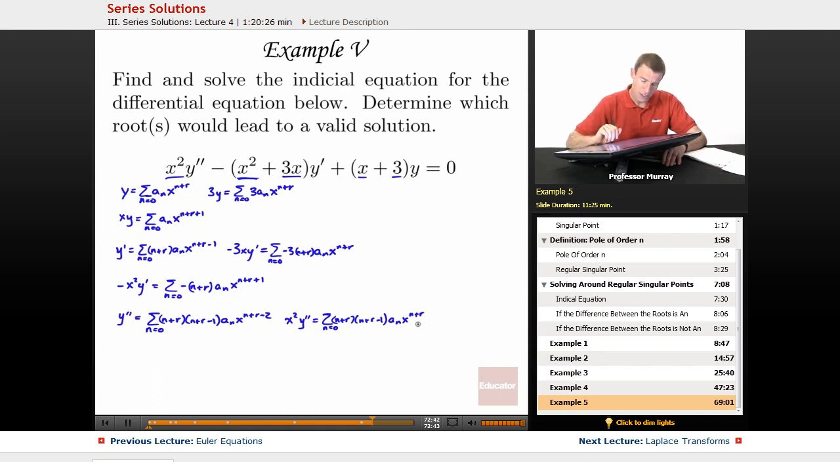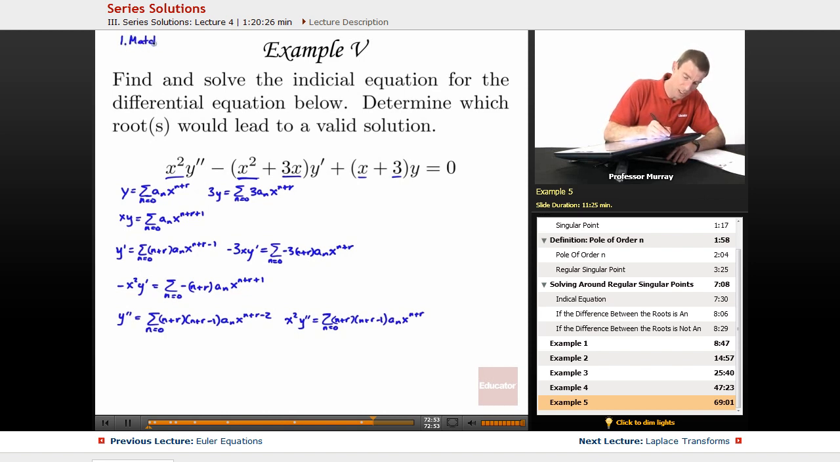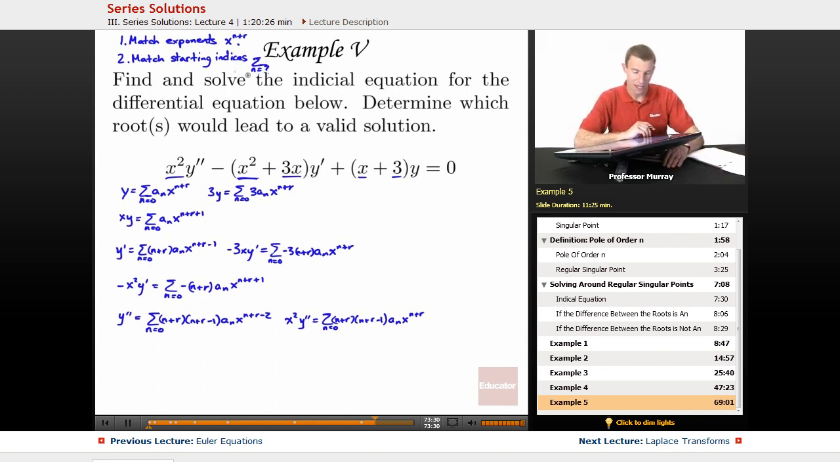So if we look at all these different series that we have to combine, remember there's a two-step procedure to combining series. The first step is to match exponents. So we want all of those series to be in terms of x to the n plus r. And the second step will be to match indices, starting indices. Of course, we'll only get to that after we match the exponents. So we'll want the starting index everywhere to be the same. So we'll see what that has to be after we match the exponents.